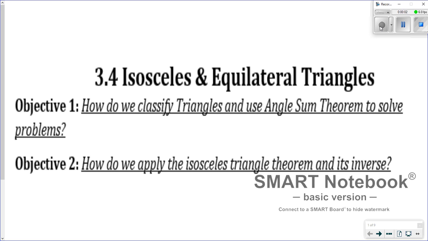Hi, we are doing lesson 3.4, Isosceles and Equilateral Triangles. There's two objectives. The first one is how do we classify triangles and use the angle-sum theorem to solve problems, and two is how do we apply the isosceles triangle theorem and its inverse.